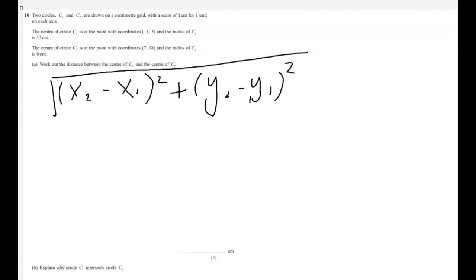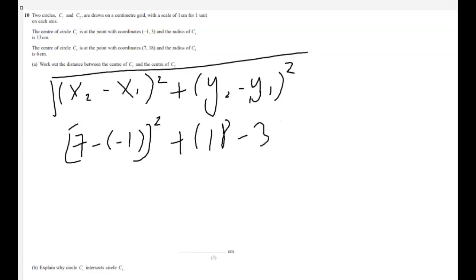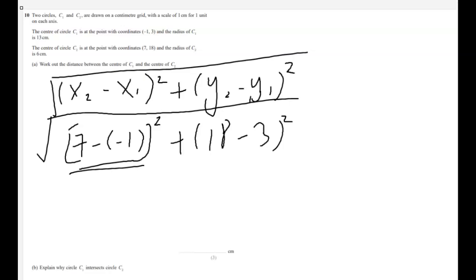So for example, I would then look at the fact that it's 7 minus -1, all squared, plus 18 minus 3, all squared. And don't forget, we have got the square root. And we can continue, right? To simplify this part, minus -1 would actually be just plus 1, so essentially that would just be 8.